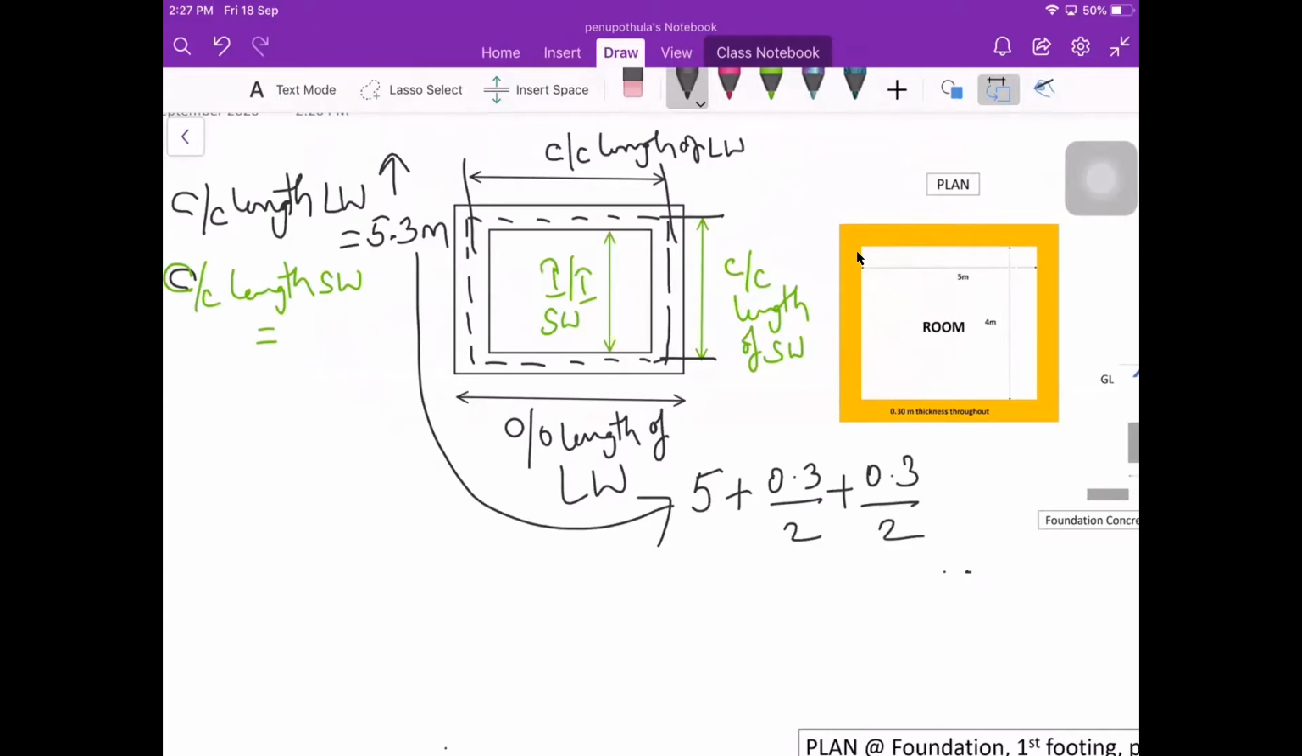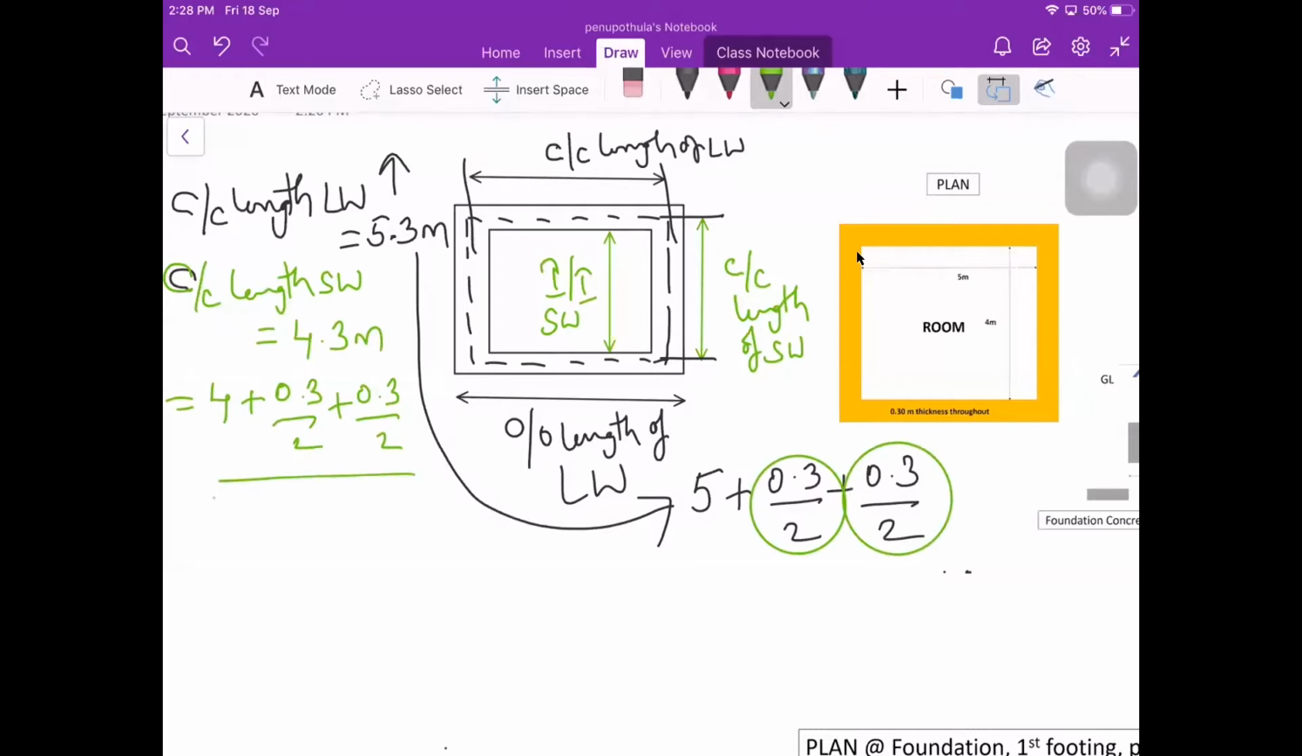Next, center to center line length of the short wall. How much is this? 4.3 meters. How did you get this? It is 4 meters, which is the in distance of the short wall, plus 0.3 by 2 plus 0.3 by 2, where 0.3 is the thickness of the wall. Even here it is the thickness of the wall. So this is about the center to center line length.